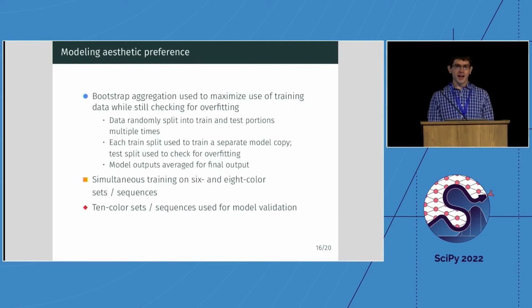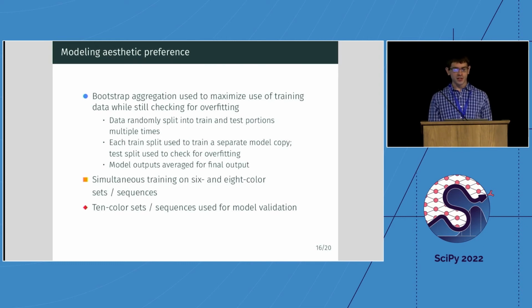As for the third question of how to best utilize our limited data, I turn to bootstrap aggregation for this. This is a technique where you take your data set and you randomly split it into training and test portions multiple times. For each division, you take the training data, you use that to train a separate copy of your network, and then use the test data to check for overfitting. And then once you've done this a bunch of times, you take the outputs from all these models and average them for your final output.